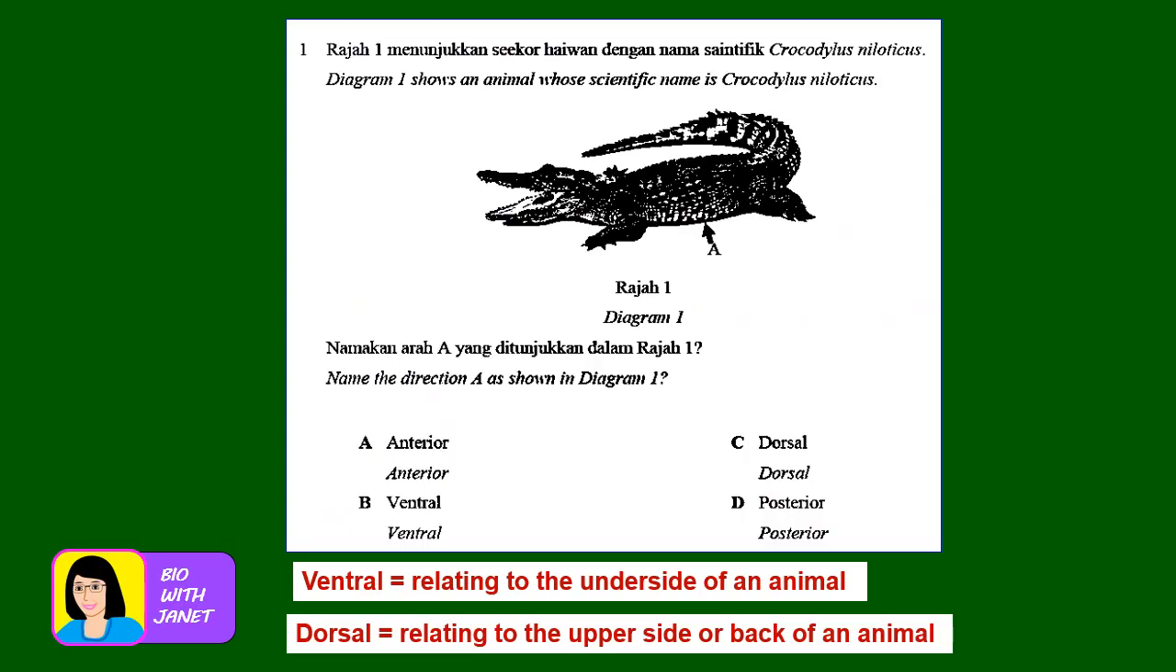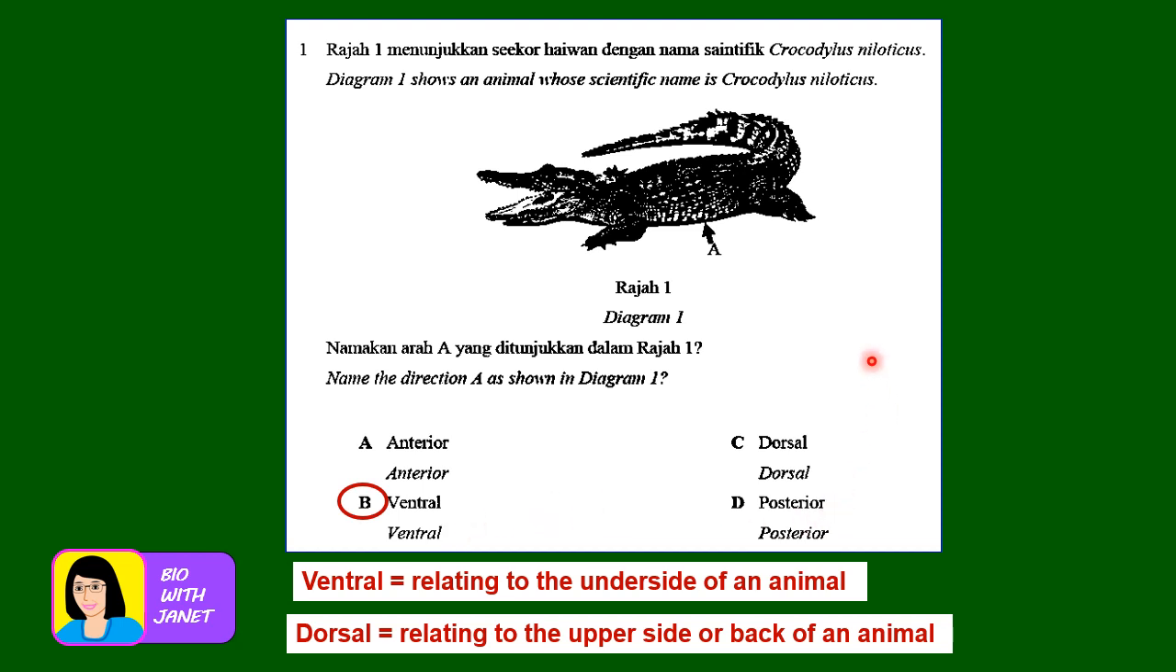First question. Diagram 1 shows an animal whose scientific name is Crocodylus niloticus. So name the direction A as shown in diagram 1. Okay, so it's pointing to the underside of the animal, the belly part. All right, and what is the view shown here? Yes, it is the ventral view.